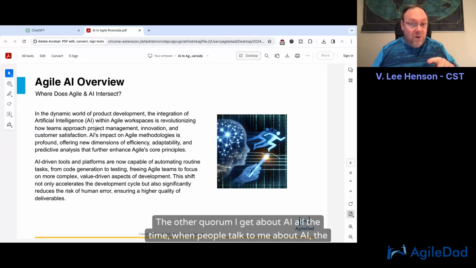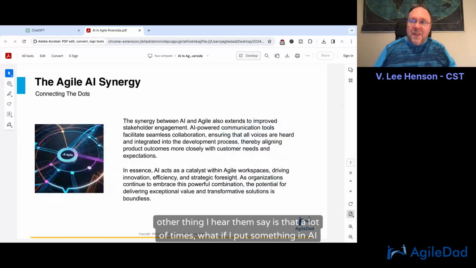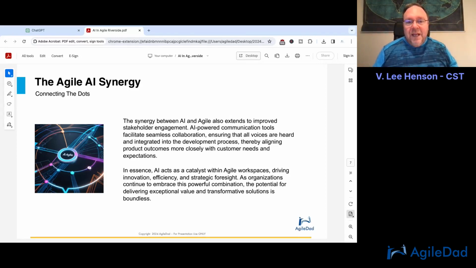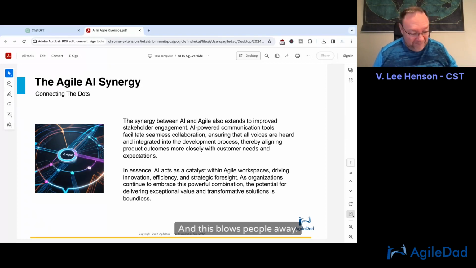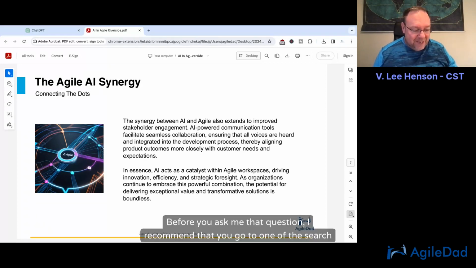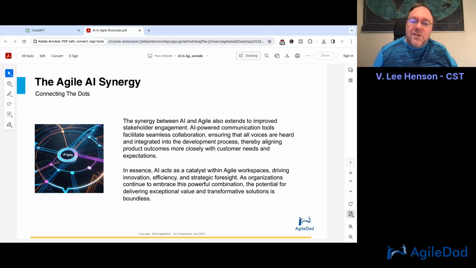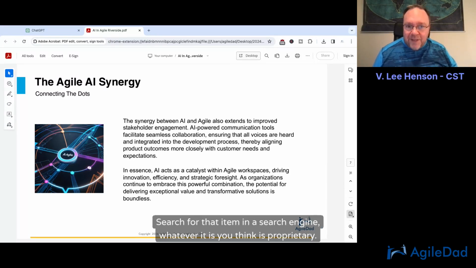The other question I get about AI all the time, when people talk to me about AI, the other thing I hear them say is that a lot of times, what if I put something in AI and it's proprietary information and AI now knows that information and can distribute it to the world? Here's my question. And this blows people away. Before you ask me that question, I recommend that you go to one of the search engines, Google, Bing, whatever you got, right? Search for that item in a search engine.